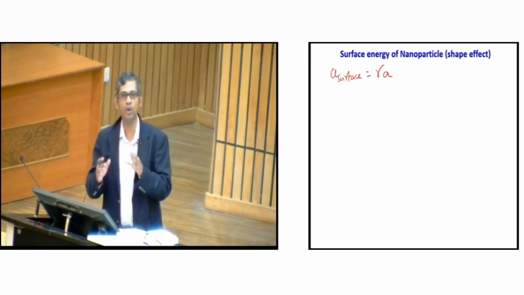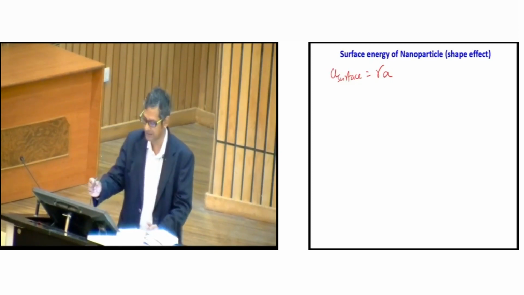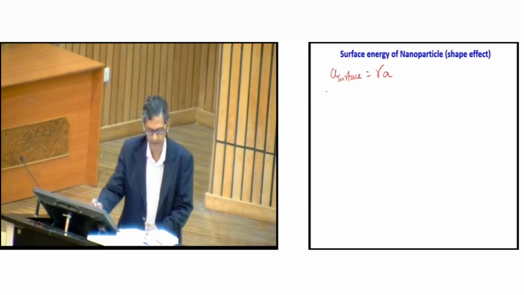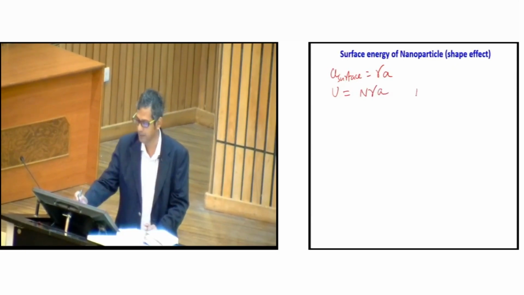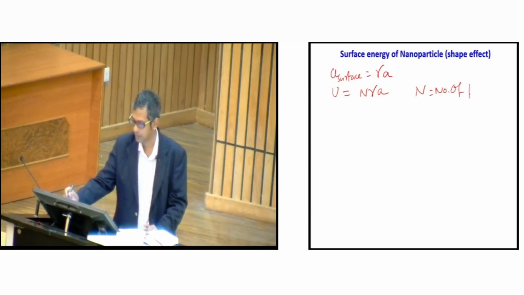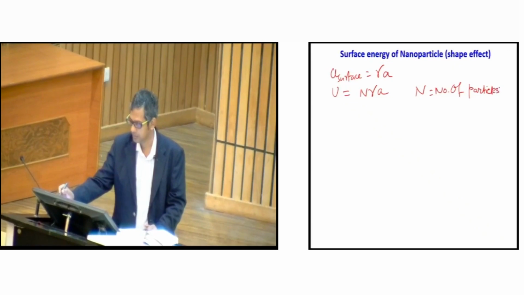Now, in 1 mole of material, you have n number of particles, then total surface energy we can write down is what? U is basically n gamma A, where n is the number of particles per mole. Right.